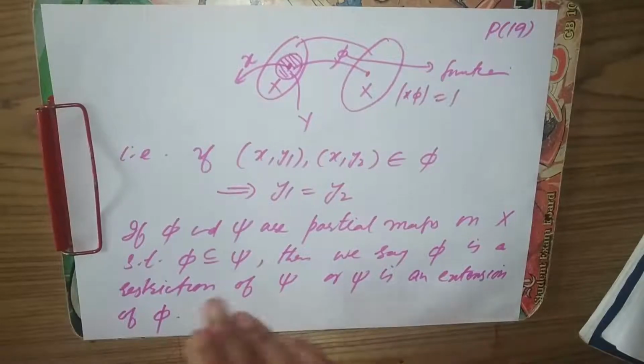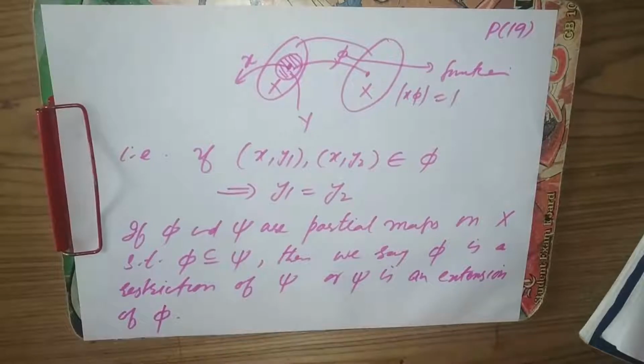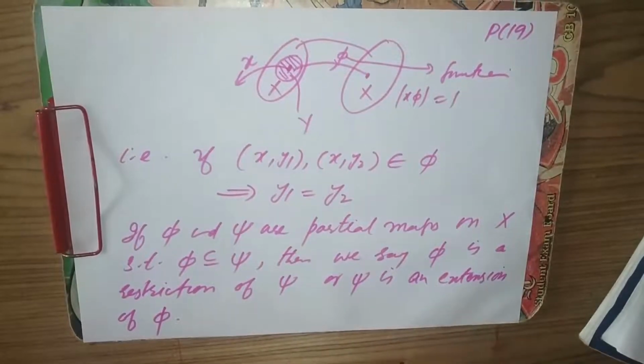Clearly the domain of psi will be bigger than the domain of phi, because phi is a subset of psi, that's trivial. That's why we say phi is a restriction of psi, or psi is an extension of phi.